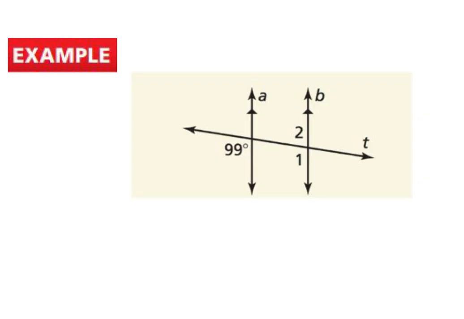Similarly, in this one, we can see that we have two parallel lines cut by a transversal. So we could take this angle and we could just slide it. And we know that these are corresponding. So we know this must be 99 degrees. So we'd say angle 1 is 99 degrees because of corresponding angles.